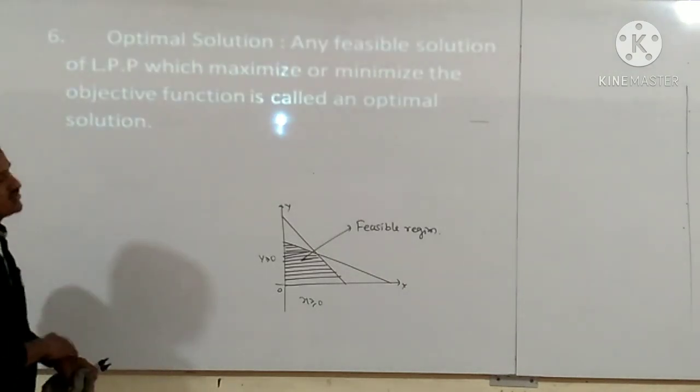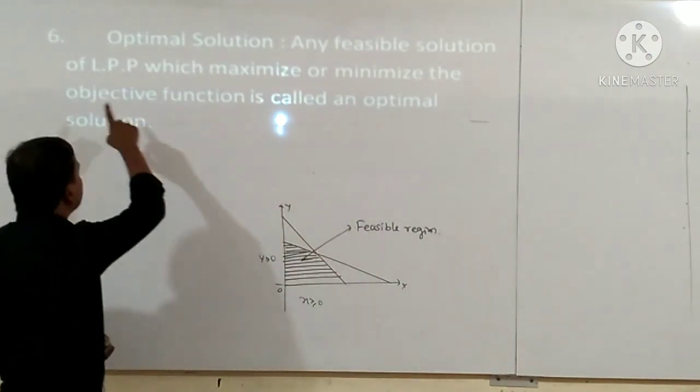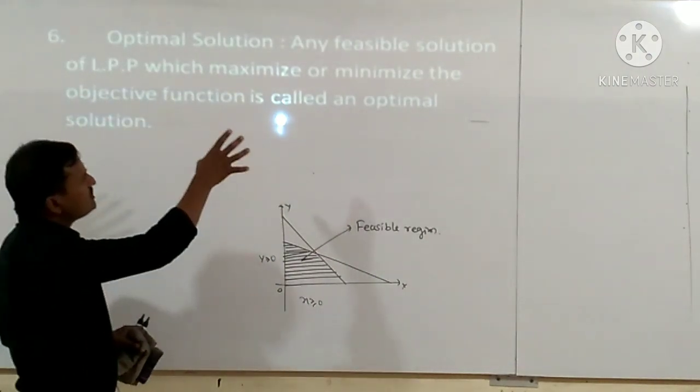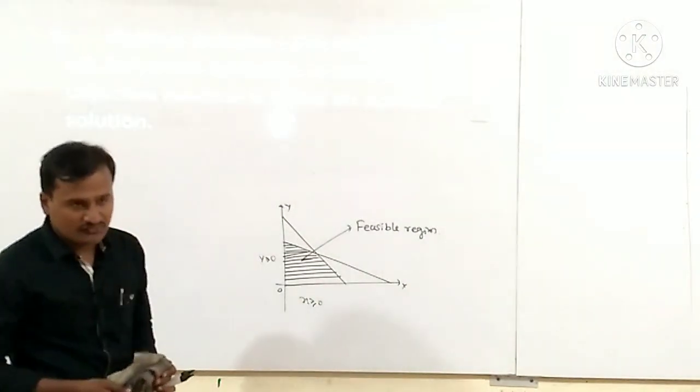Go to the next one. Optimal solution. This is also very important. Any feasible solution of an LPP which maximizes or minimizes the objective function is called an optimal solution.